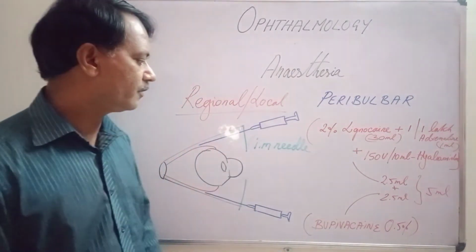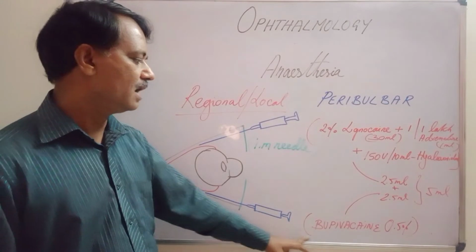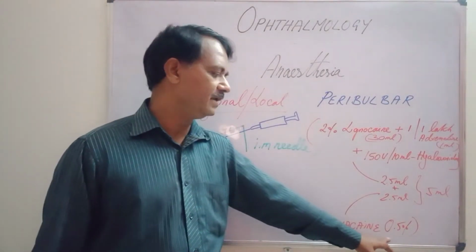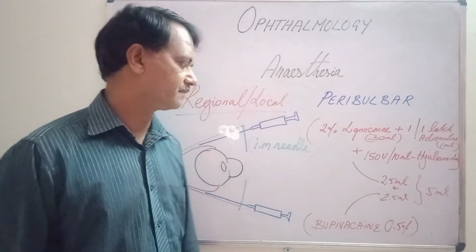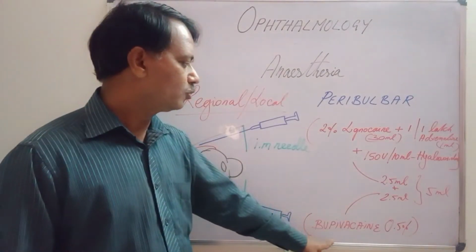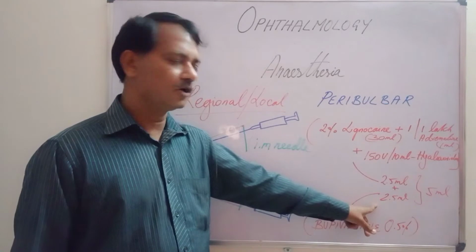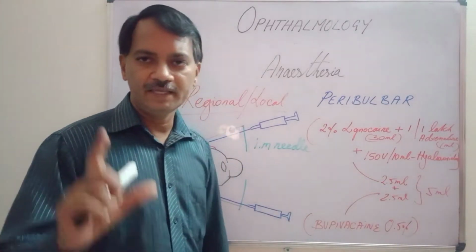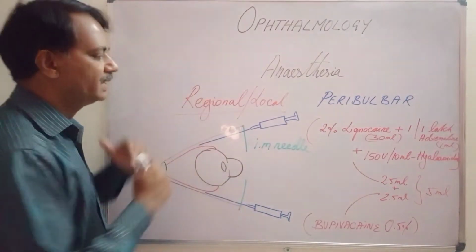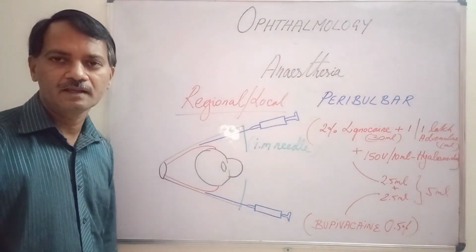Another drug used for peribulbar anesthesia is bupivacaine 0.5%. Sometimes you may have 0.75%. You take 2.5 ml of this bupivacaine also, mix them and make it 5 ml. Then we give this peribulbar anesthesia.